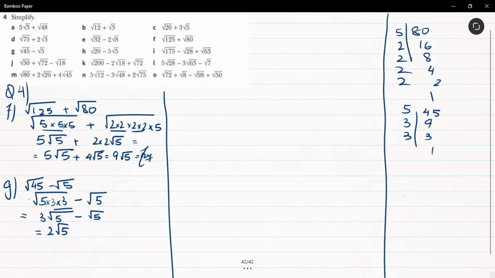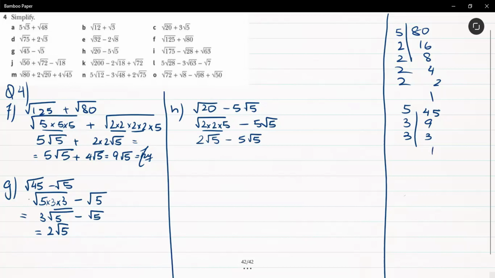What is part H? Part H is √20 − 5√5. So what is √20? It's basically equal to 2 × 2 × 5, minus 5√5. We have a pair of 2, so it's simply 2√5 − 5√5.